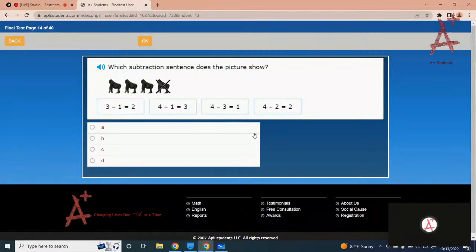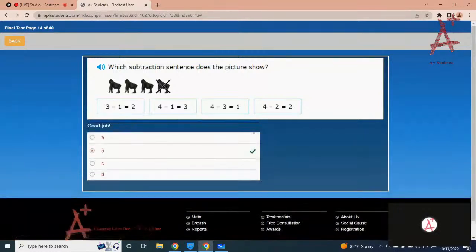So option number 2, B, is the correct option. Just select the correct option and click on the OK button. Got it?